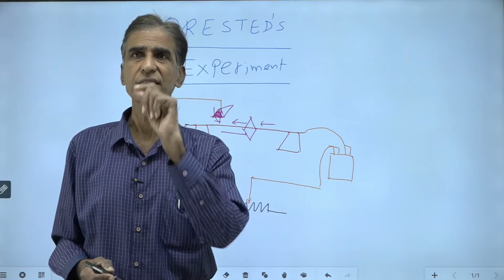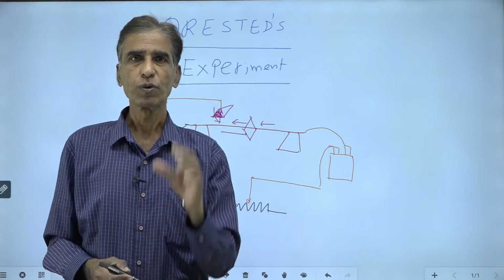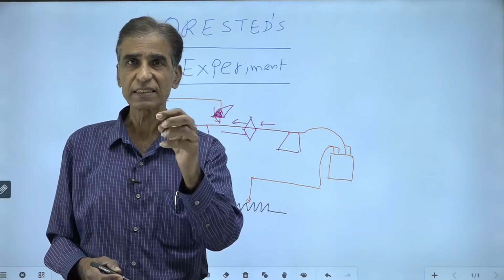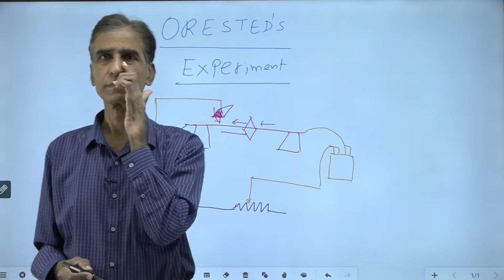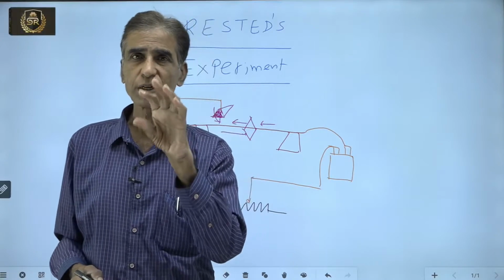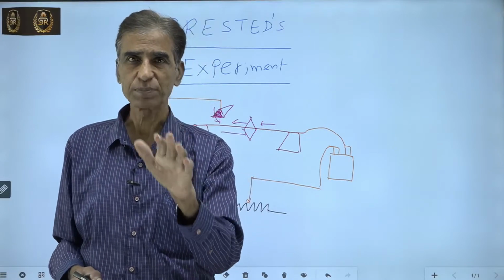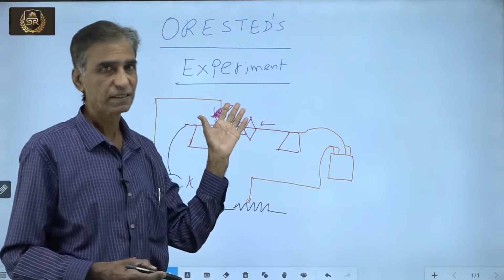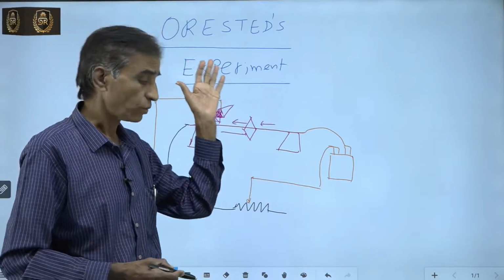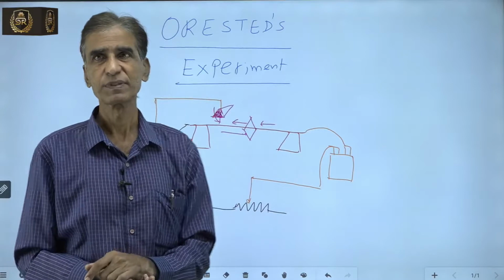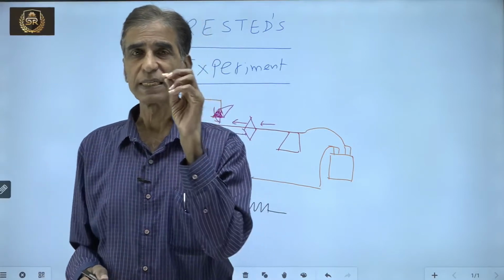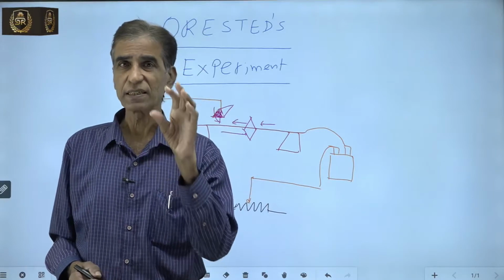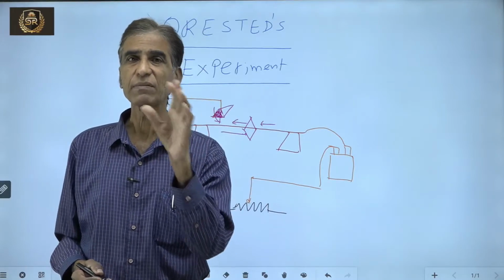Third, the magnitude of deflection, means the angle through which the needle is deflected, depends upon the strength of the current. More the strength, more the deflection; less the strength, less the deflection. Those are the three important points observed by Oersted during his experiment, which we call the Oersted experiment. So from this it has been observed that there is a definite relation between electricity and magnetism.